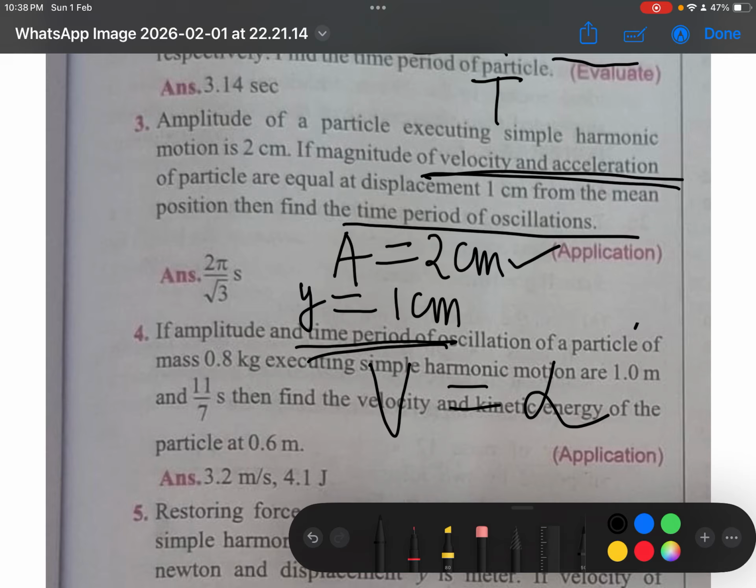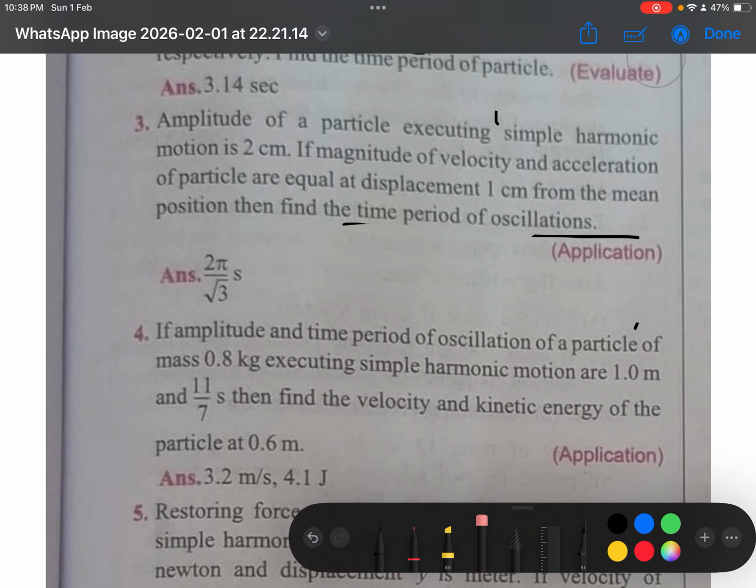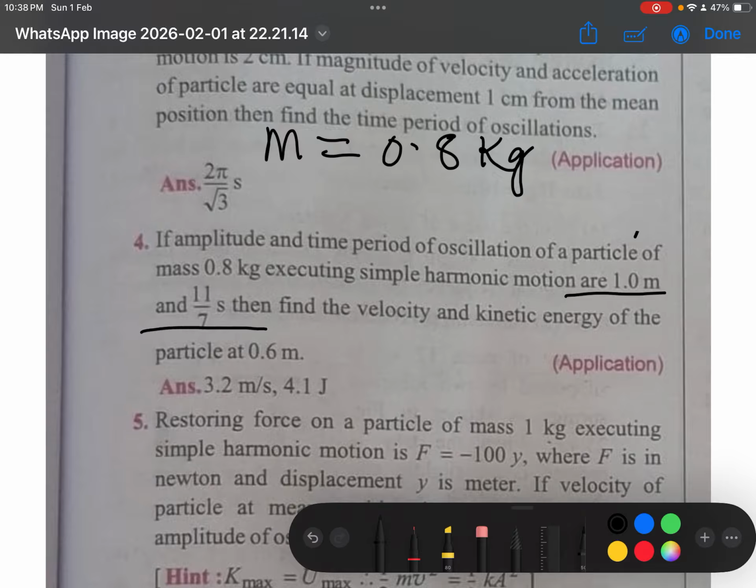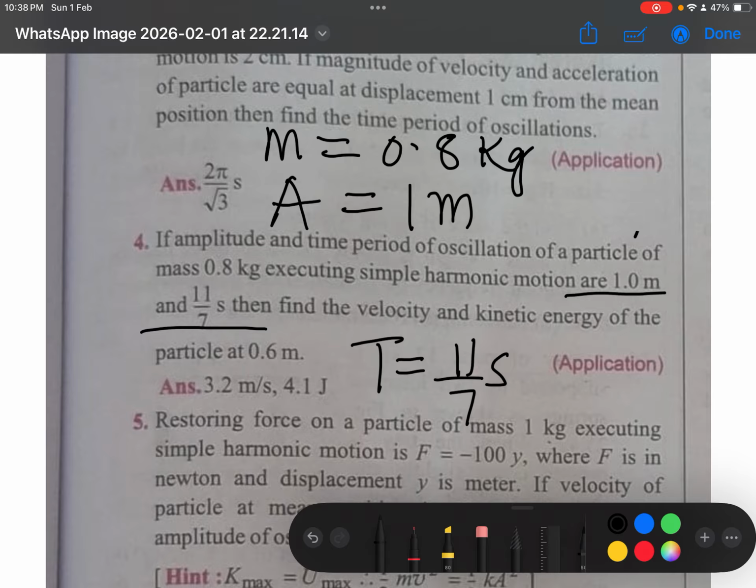Next question, if you see here, question number 4. Here, the amplitude and time period of a particle of mass 0.8 kg are given. Amplitude and time period are 1 meter and 11 by 7 second. Amplitude A is 1 meter and time period T equals 11 by 7 second.